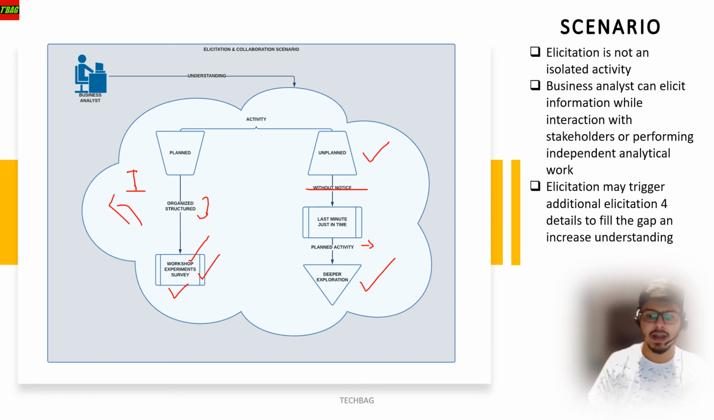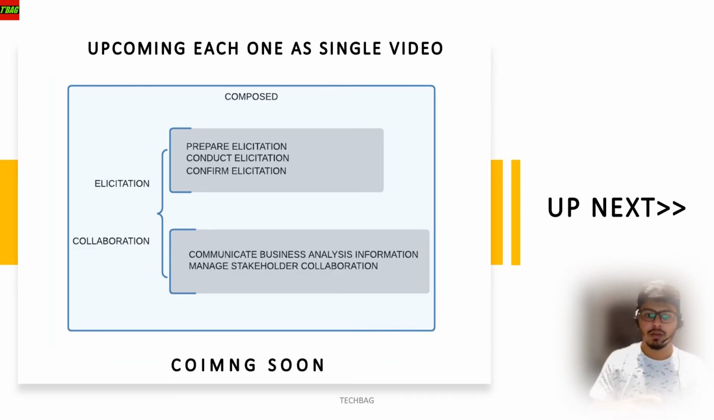In the case of planned, you know well how to get information from the stakeholders, and how a stakeholder would help you give all the information that you need to fulfill the solution or design you want to implement. So those are the planned and unplanned scenarios that a business analyst needs to understand before conducting any elicitation and collaboration activities. This is all about this video.